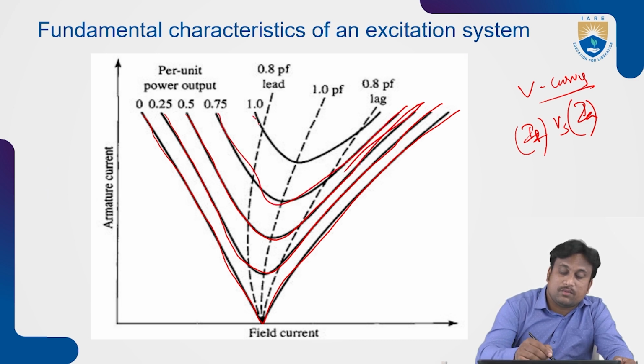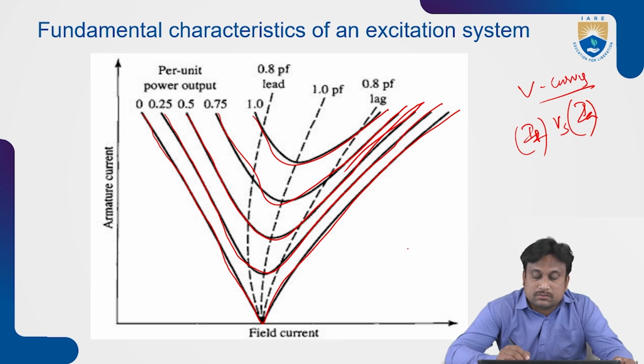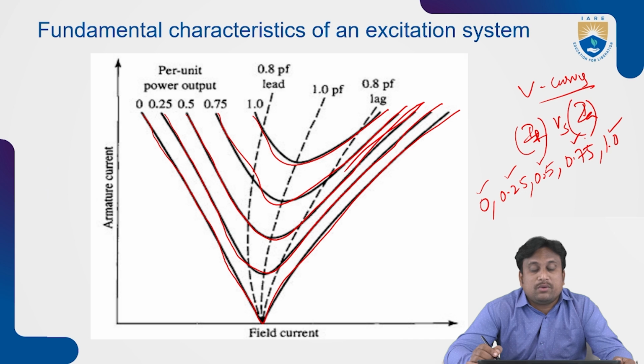0.75, 1. So these are the variants which may be introduced as per unit power outputs, which are 0, 0.25, 0.5, 0.75 and finally 1. So totally how many? 1, 2, 3, 4, 5. Totally 5 per unit power outputs.